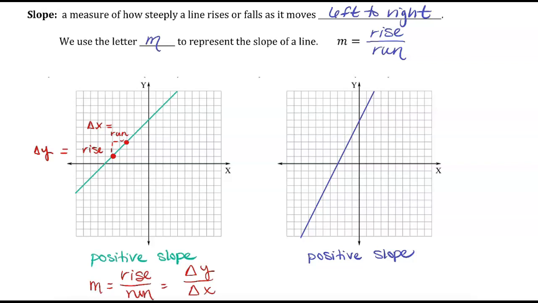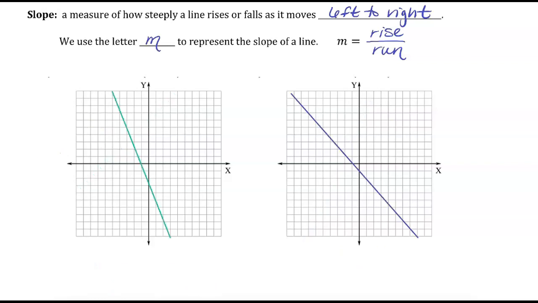Let's look at two more lines. Again, these two lines have some qualities in common and others that are different. As we move from left to right, both of these lines go down, which means they both have a negative slope. But the first one is steeper than the second one, and that's how they're different. Let's look at a couple of points on this second picture.